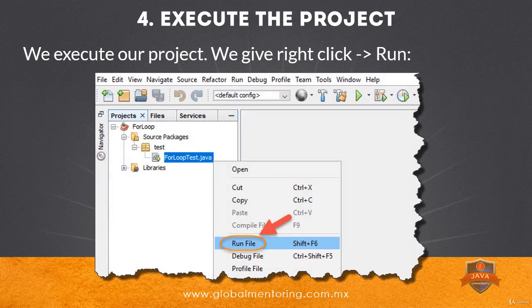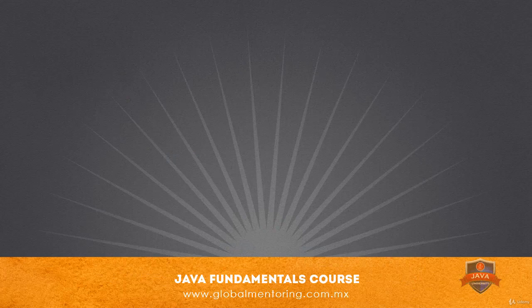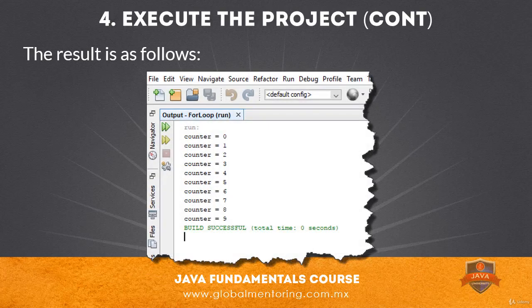We execute the project: right-click on the ForLoopTest class, select Run File. And we can see the result. In this case, the counter goes from 0 to 9.